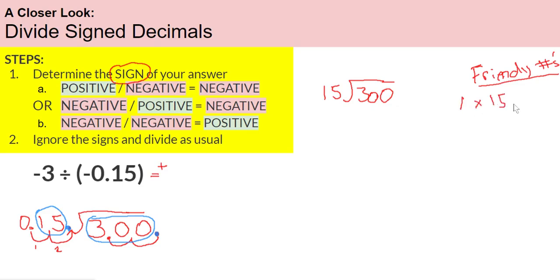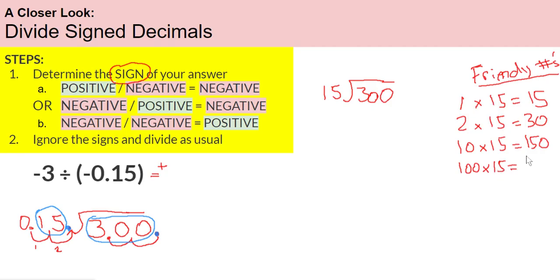1 times 15 equals 15. Let's do 2 times 15. 2 times 15 equals 30. Let's do 10 times 15. 10 times 15 equals 150, and I'll do 100 times 15. Are we going to use that? 100 times 15 is 1,500. You know what? That's too big. I'm not going to use that. So let me just put a line because I can't use it. All right, so I have 300.